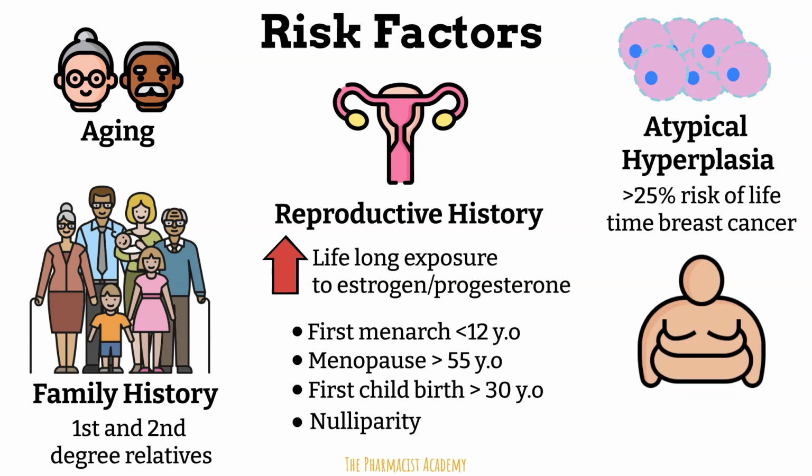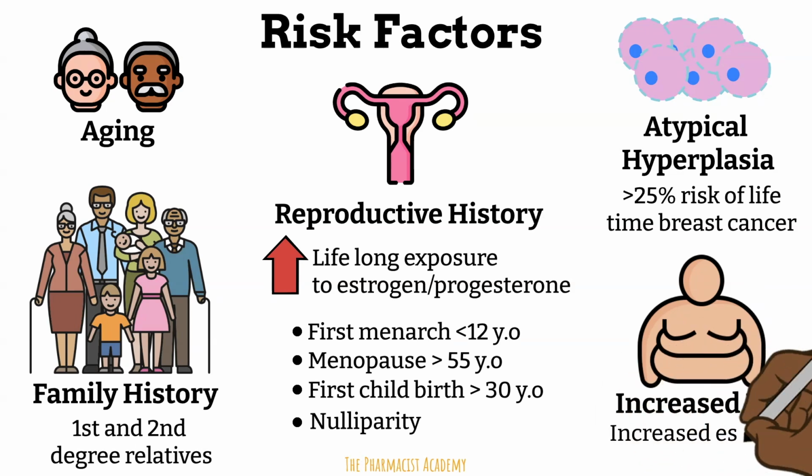Next, having an increased body mass index or increased body fat relative to your weight and height. This has been attributed to an increase in circulating endogenous estrogen from the fat tissue. So yes, usually the ovaries are the primary source of estrogen production, but after menopause, fat tissues become the primary source of estrogen production. And not listed here, but also exposure to exogenous estrogen, so in the form of contraceptives, can also increase your risk of breast cancer.